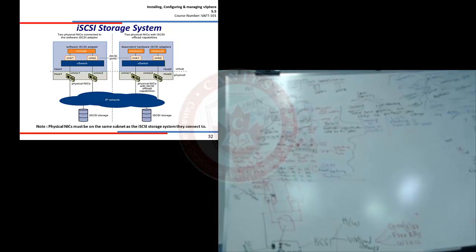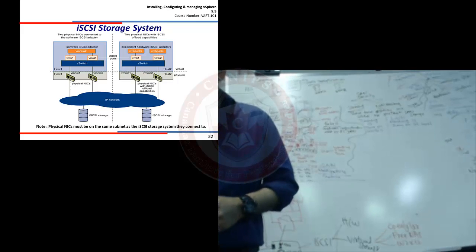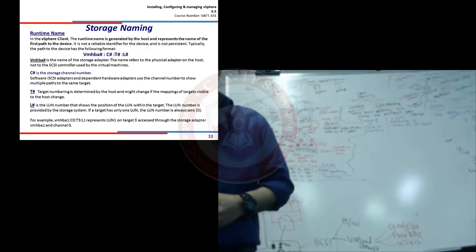It is giving iSCSI qualified name. Qualified name. Sorry guys, I'm really sorry. So it is qualified name. I was thinking unique doesn't start with Q. So qualified name. Thank you. So it is IQN. Sometimes we need to check.